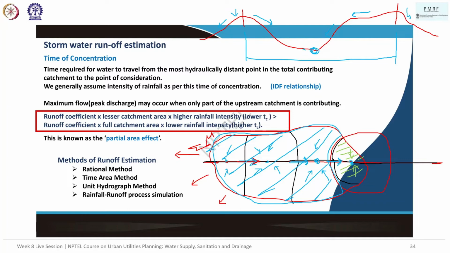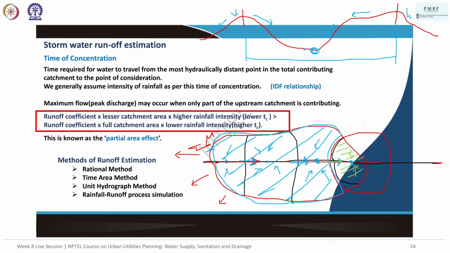say the intensity is the same in both areas. Then you would expect that this big area is going to contribute more, which means the flow inside this will be majorly determined by this, right?